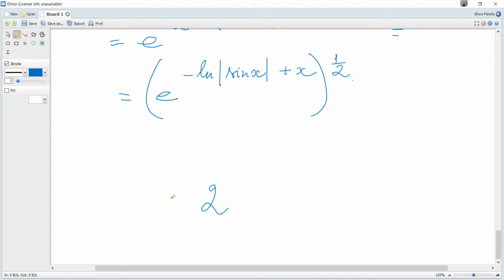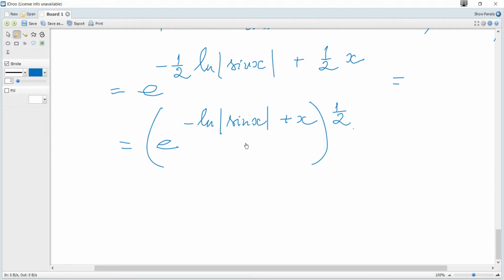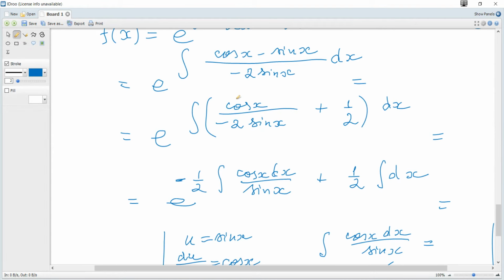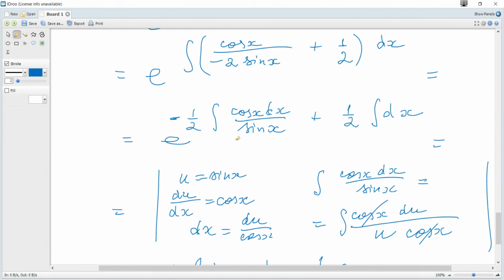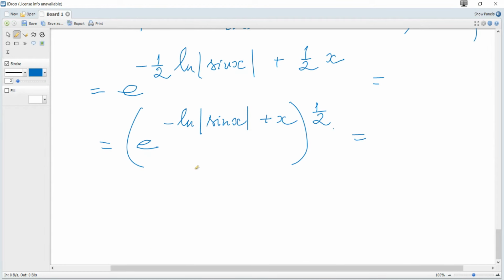And since x is from 0 to pi, sine is positive, so it becomes a square root of, and we can split again as e to the power of x multiplied by e to the power of negative ln of just sine, because sine is positive.